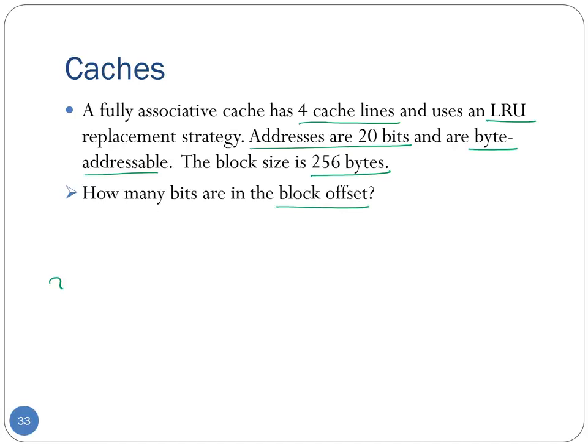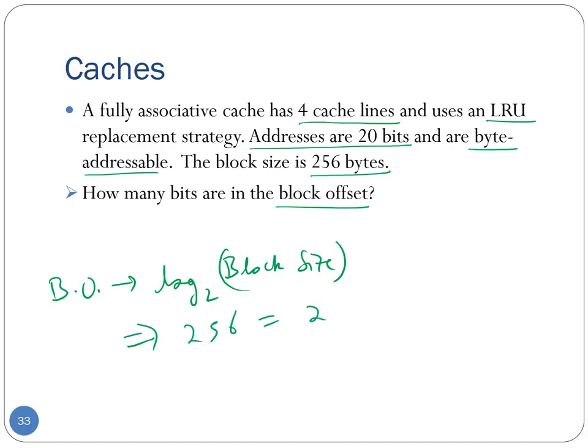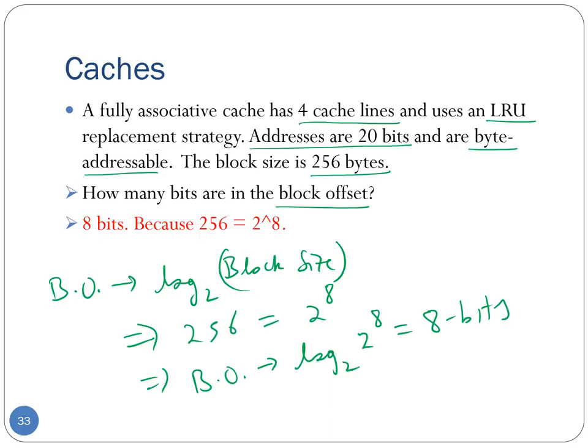So this is pretty straightforward. Recall that the number of bits in the block offset is basically log base 2 of the block size, right? So in this case we know that the block size is 256 bytes, so basically 256 is 2 to the power 8. So this implies the block offset will have log base 2 of 2 to the power 8, which is basically 8 bits. So the answer is also over here.